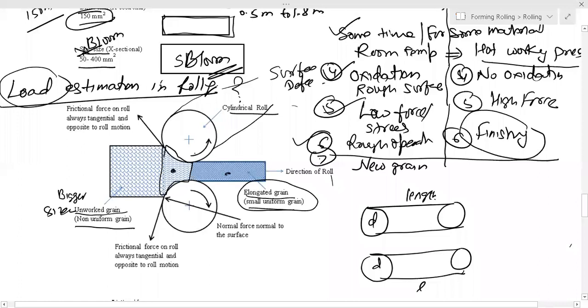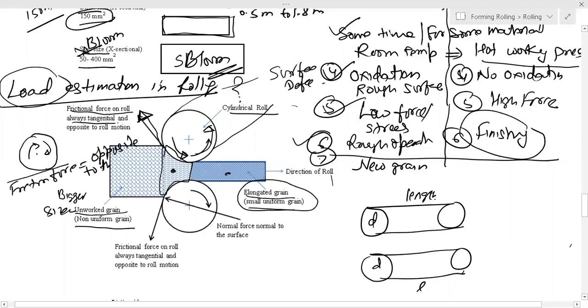We have applied force, we have pressed it. So the roll moves in this direction. You have to understand, the roll moves in this direction, and when somebody moves rolls, it is moving like this. There will always be friction force opposite to the motion. It moves like this, so there will be friction force on the roll, always tangential and opposite to the roll motion. Similarly for this.